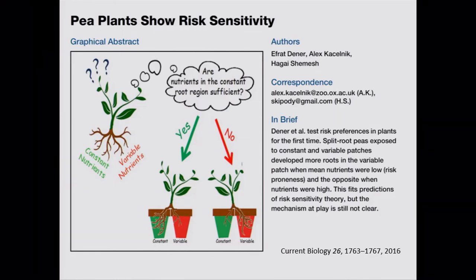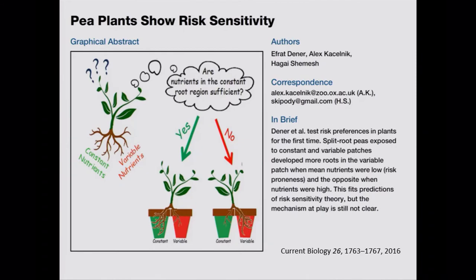Even plants make statistically well-informed decisions. So this was an experiment. Actually, some of you might know this person, Alex Kacelnik. He's a very prominent figure in the study of risk aversion and choice behavior in animals. And he's also a theoretical economist. He's won prizes in economics. And he collaborated with these Israeli botanists.